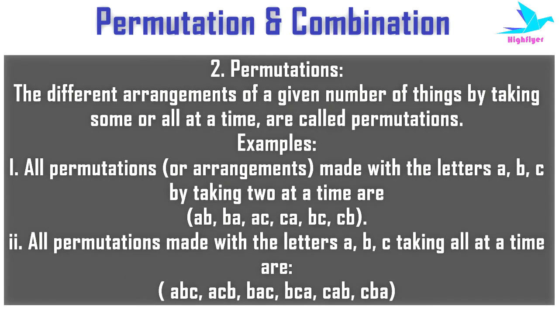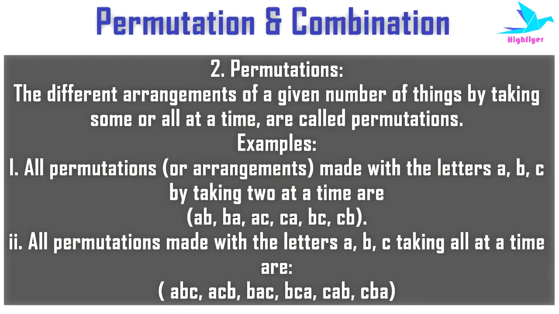Let's now talk about permutations. The different arrangements of a given number of things by taking some or all at a time are called permutations. Example: all permutations or arrangements made with the letters A, B and C by taking 2 at a time are AB, BA, AC, CA, BC and CB.